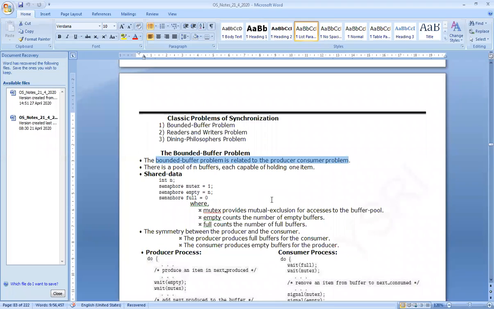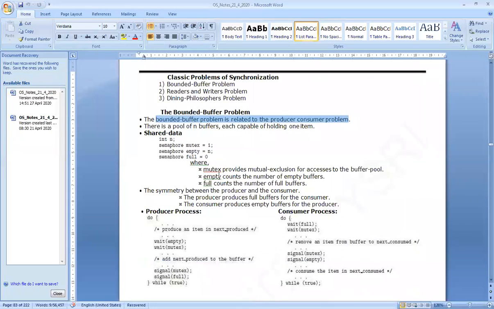If I want to synchronize something, then I have to design an algorithm, and that algorithm has to be tested with the producer and consumer problem. If the algorithm holds good for this problem, then I can use that algorithm in my process synchronization. So the bounded buffer problem is nothing but the producer-consumer problem.